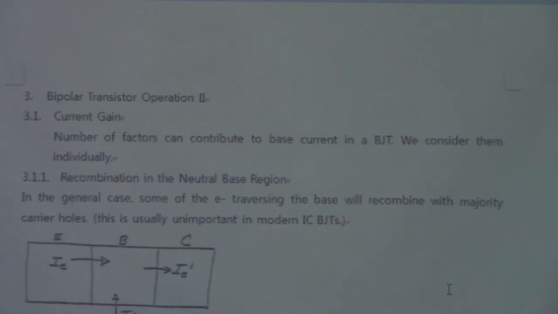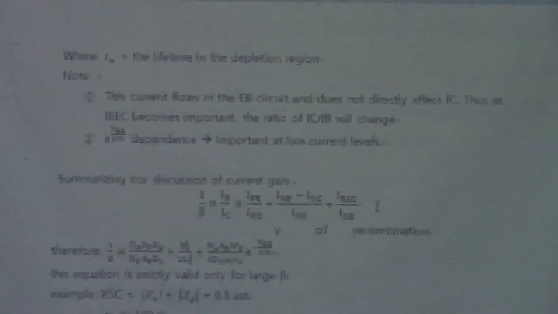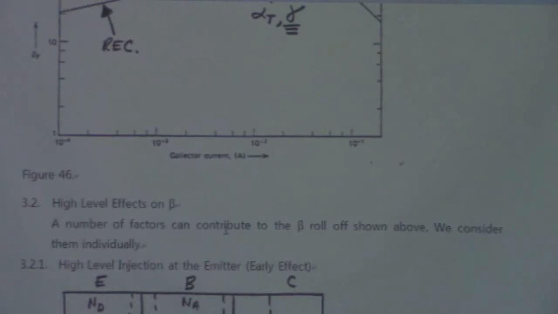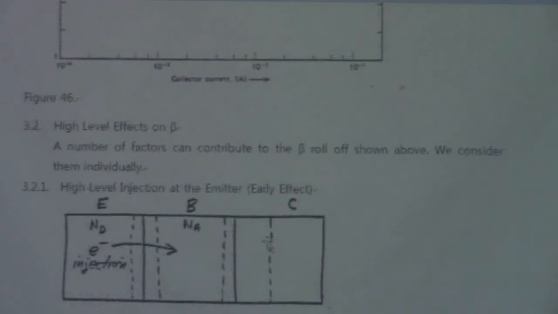And the next chapter has been devoted to the bipolar transistor 2, and the current gain is the first topic, and we have discussed this topic last time, so we are not going to discuss it again. And after the current gain, the second topic was high-level effects. And then it has 3 terms on this, the sub-subjects.